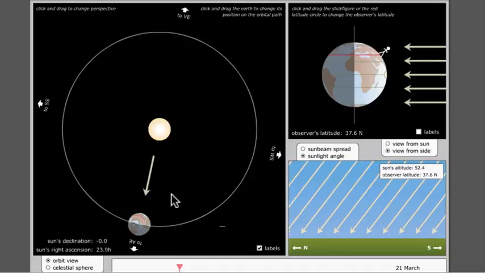Hence the word equinox. Night and day are equal length everywhere on Earth, and this happens whenever the sun hits the ecliptic. In other words, on March 21st, when the sun is at the vernal equinox, and again 6 months later on September 21st, when the sun is at the autumnal equinox.